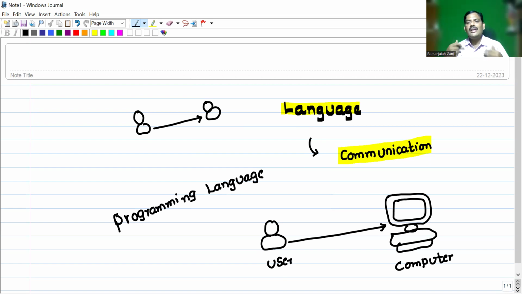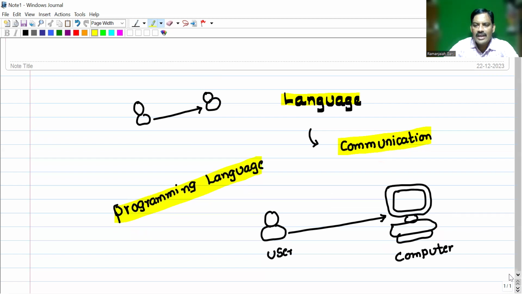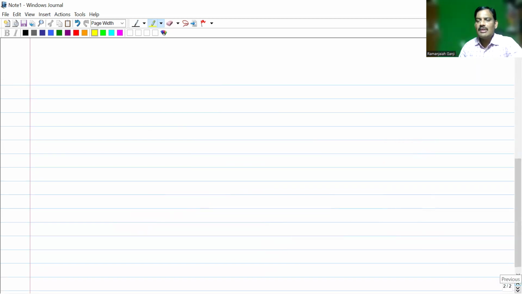If you want to communicate with some person, we require a language. It may be Telugu, English, Hindi. If you want to communicate with a computer, we require a programming language. Programming language provides communication between people and computers. What are the various programming languages? In general, we have different types of programming languages. How can we differentiate them?